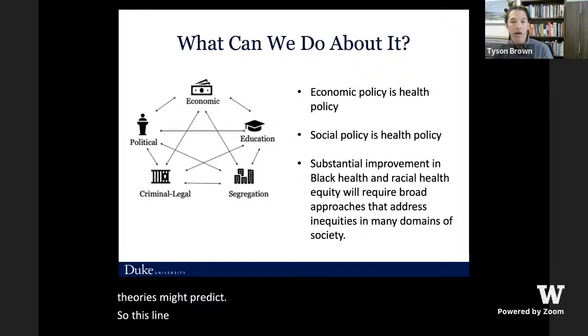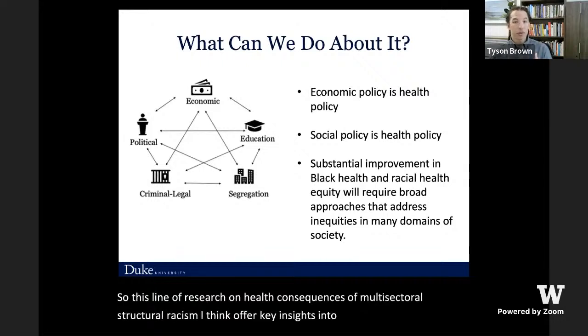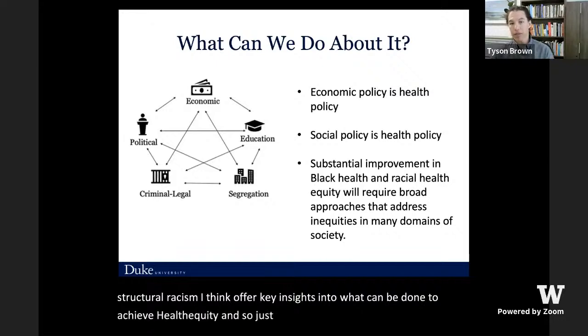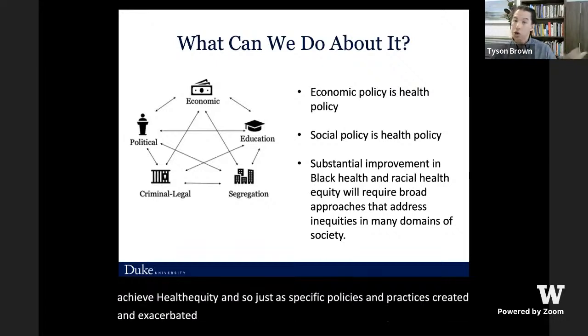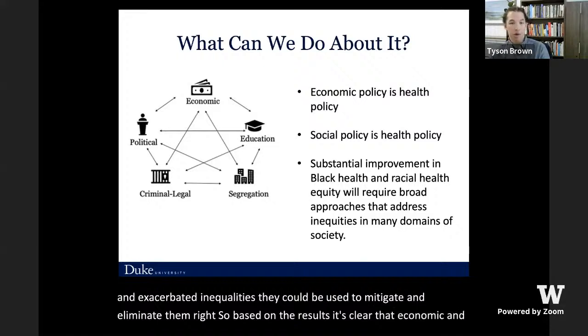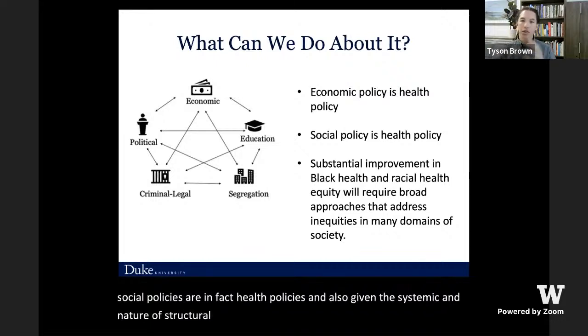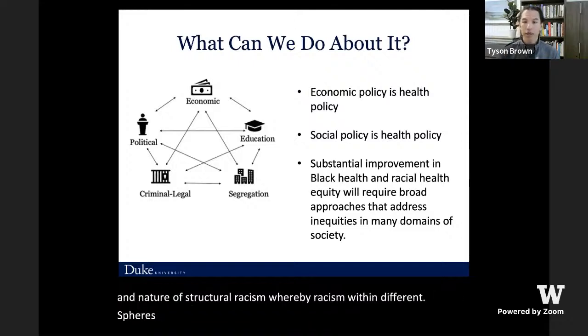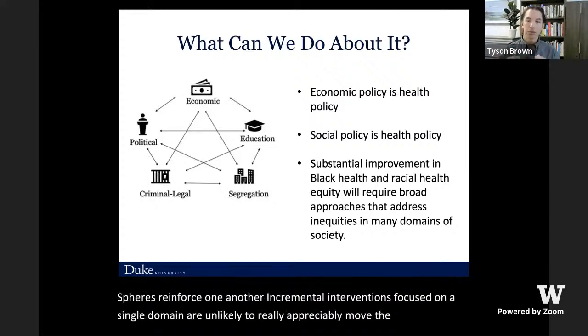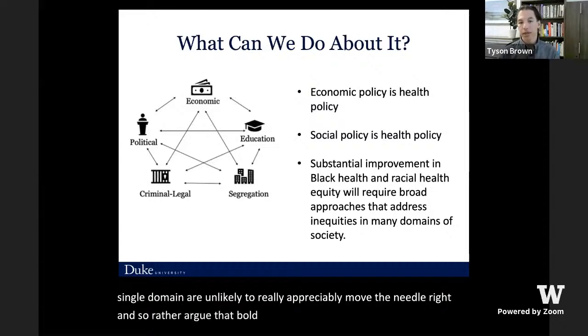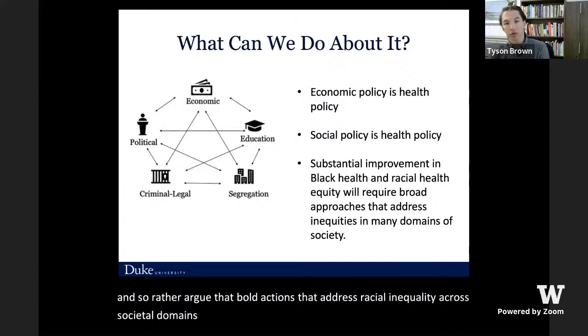So this line of research on health consequences of multi-sectoral structural racism, I think, offers key insights into what can be done to achieve health equity. And so just as specific policies and practices created and exacerbated inequalities, they could be used to mitigate and eliminate them, right? So based on the results, it's clear that economic and social policies are in fact health policies. And also given the systemic nature of structural racism, whereby racism within different spheres reinforce one another, incremental interventions focused on a single domain are unlikely to really appreciably move the needle, right? And so rather, I argue that bold actions that address racial inequality across societal domains are necessary to improve Black Americans' health and achieve health equity.